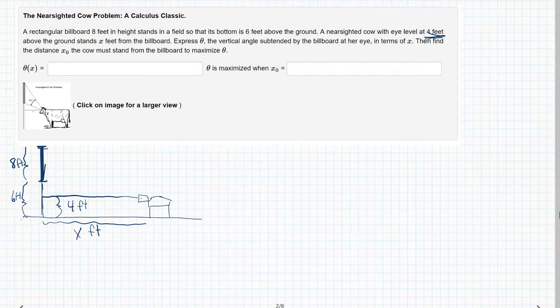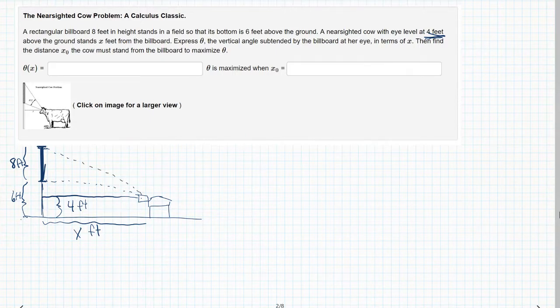Okay, so we have this thing going on here, right? We're trying to maximize the viewing angle. That was supposed to be a straight line. Don't let your eyes fool you. Ugh. That's all sorts of nasty in terms of my angle drawing. Let's see here. Let's try this again.